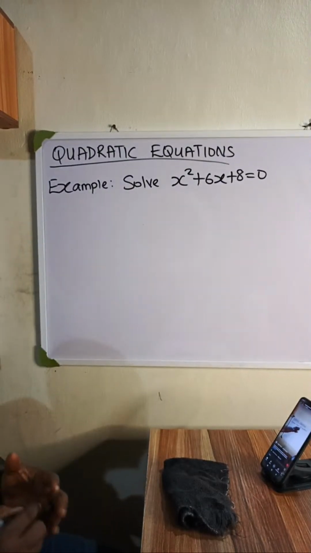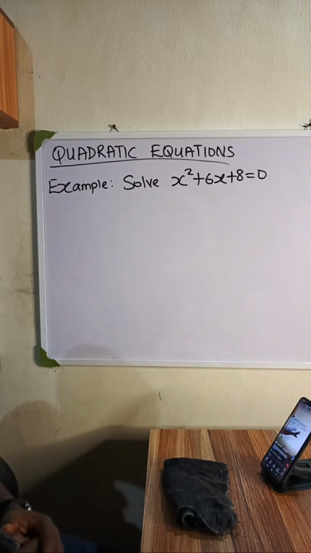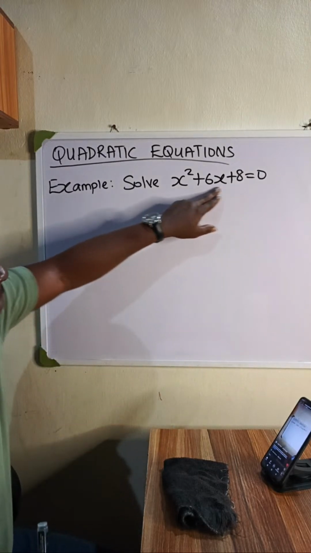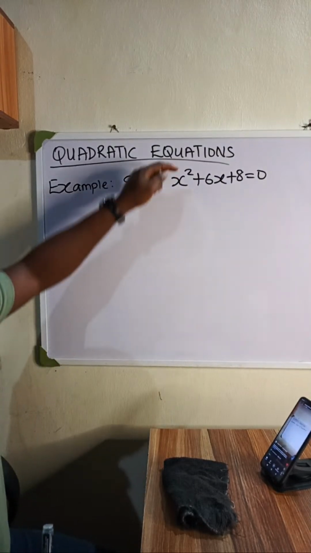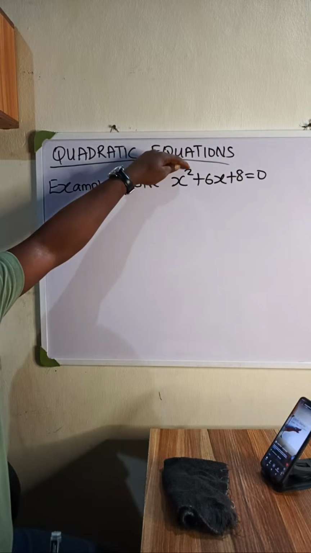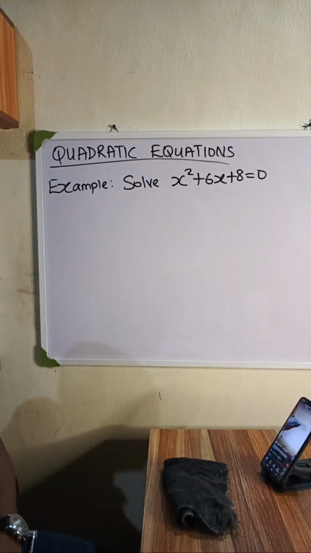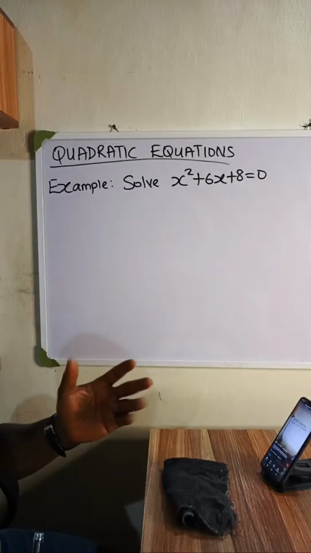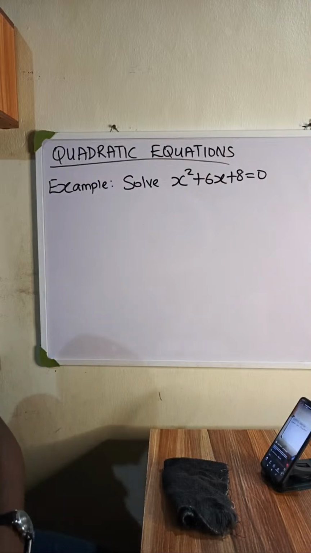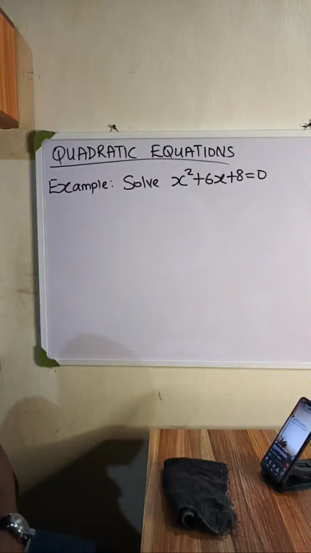Solving this equation means finding the values of x that make the left side equal to 0. Since we have the highest exponent to be 2, this means we are going to have two values for x. Once the exponent is to the power of 2, we're going to have two values of x. If it is x to the power of 3, we're going to have three values of x.